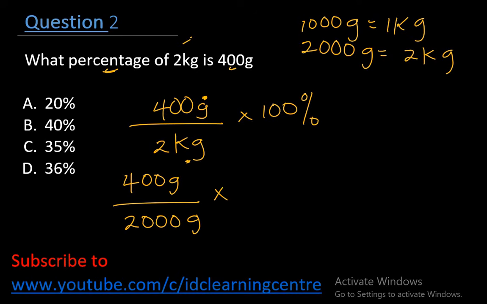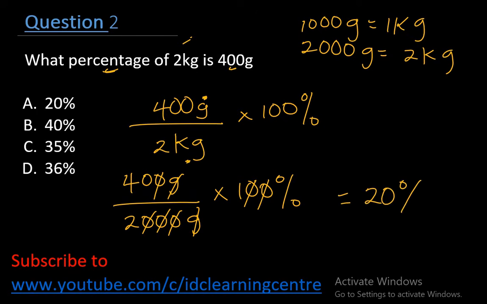Now multiply this by 100%. Gram cancels gram. The 3 zeros cancel 3 zeros as well. We have 40 divided by 20. My answer is 20%.